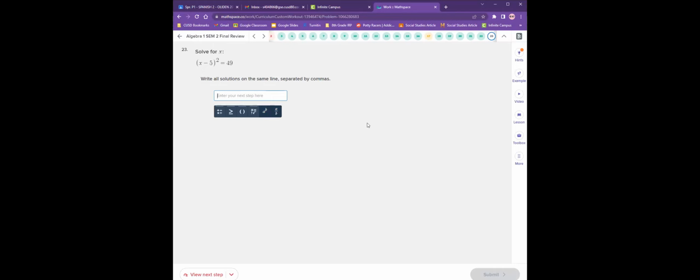x minus 5 equals 7, so x minus 5 equals plus or minus 7. So then x equals 5 plus or minus 7, so x equals 12 and x equals negative 2.